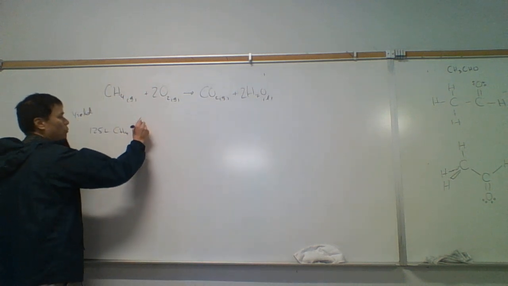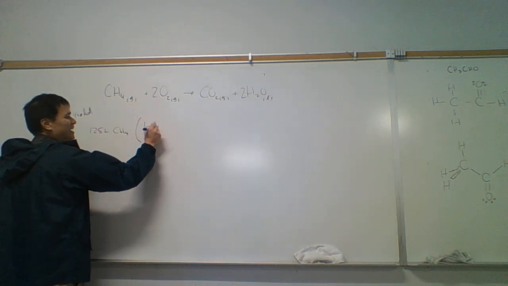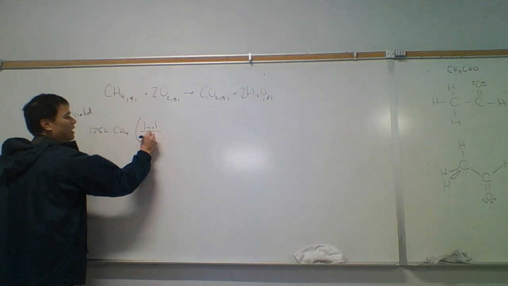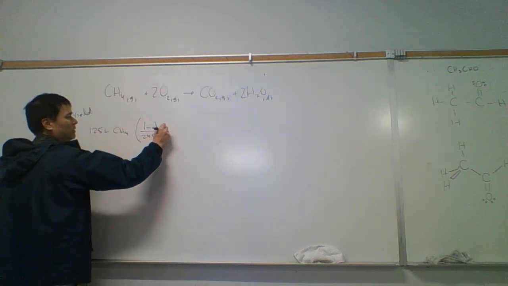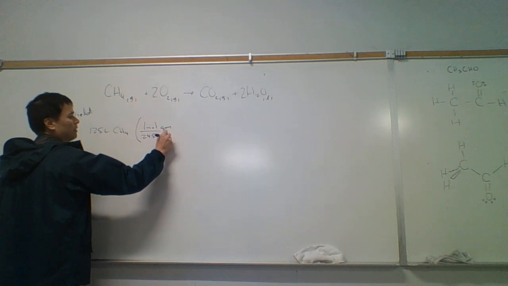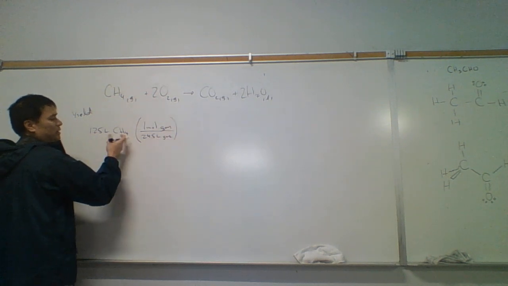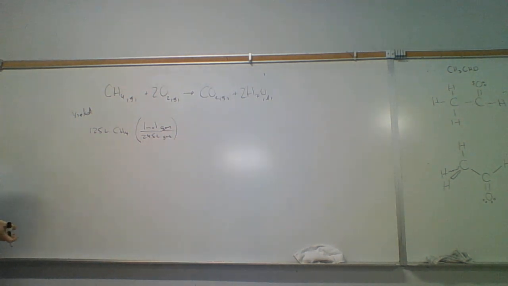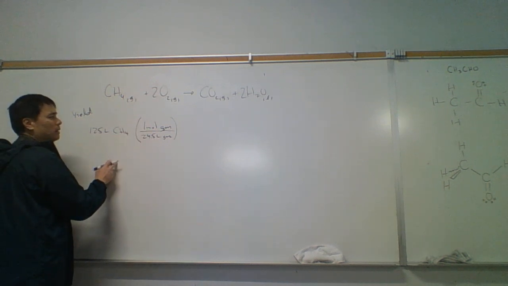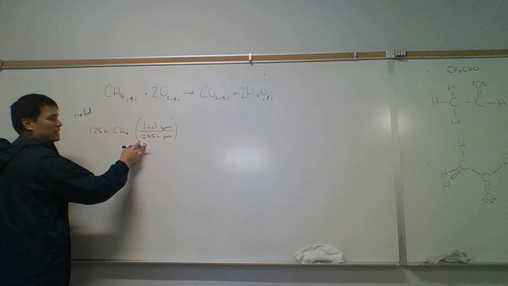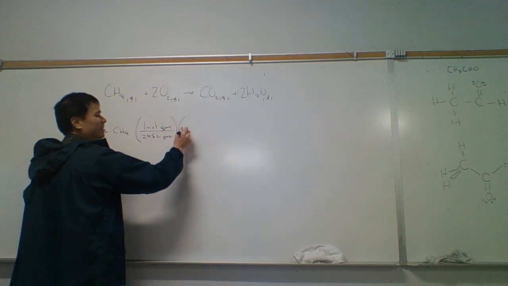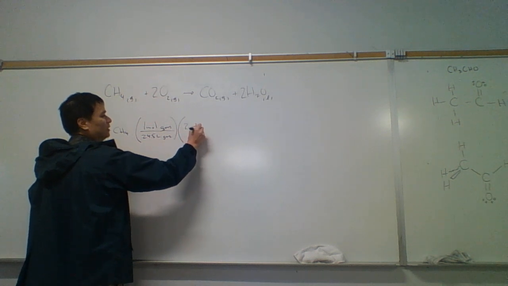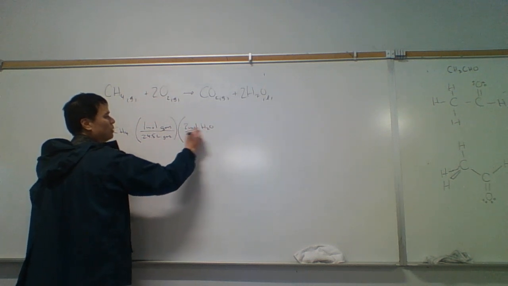And so 1 mole of any gas is 24.5 liters. And so this could be 1 mole of gas per 24.5 liters of gas. In this case, the gas is methane. So this will tell us how many moles of methane. So we get moles of methane, but this is only valid for gases. So once we have moles of methane, then we'll go to moles of water. It's a 2-to-1 mole ratio.